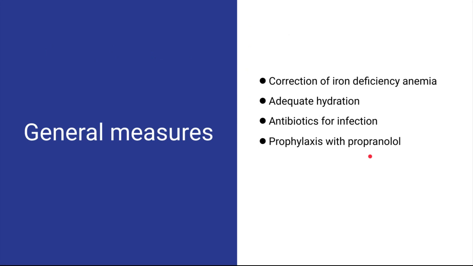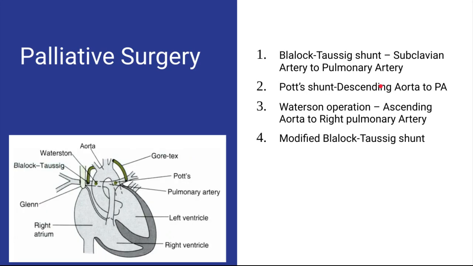Then management of TOF patients. General measures include correction of iron deficiency anemia. Even if hemoglobin level is normal, you have to give iron to maintain hemoglobin at a higher level. Then adequate hydration, antibiotics for infection, and prophylaxis with propranolol to decrease cyanotic spell and decrease sympathetic system.